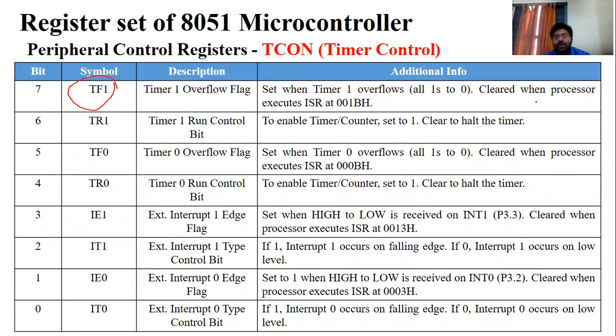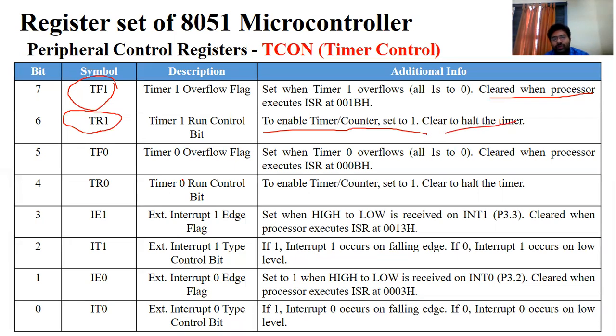The processor executes the interrupt request. You know that we have 5 types of interrupts available. Then what is TR1? The TR1 bit indicates the timer run control bit. TF means the timer overflow flag. Remember these two. You know IE very well, interrupt enable. So TR1 indicates enabling the timer counter to clear the timer and so on.